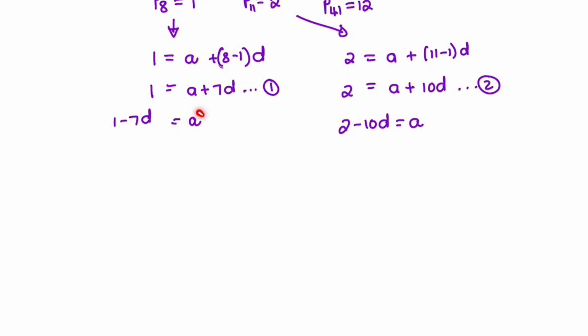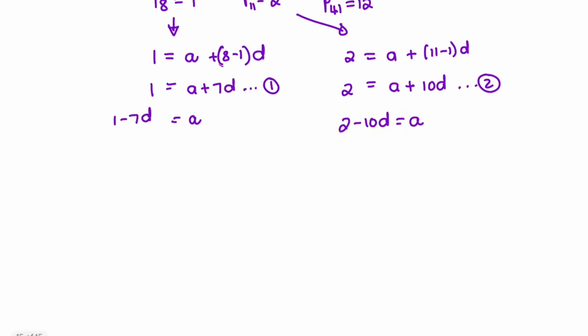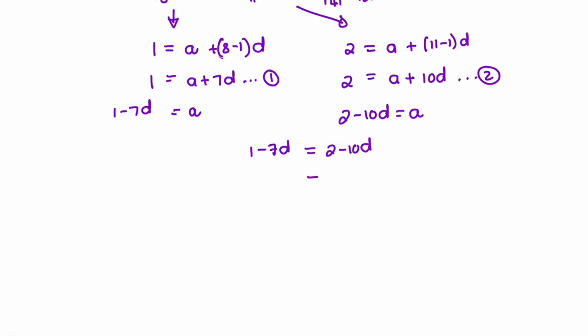So now I have two equations for a, and if the a value is the same, that means that 1 minus 7d would be equal to 2 minus 10d, and if I solve for d, I have 2 minus 1 is equal to 10d minus 7d, therefore 3d is 1, so d is equal to a third.